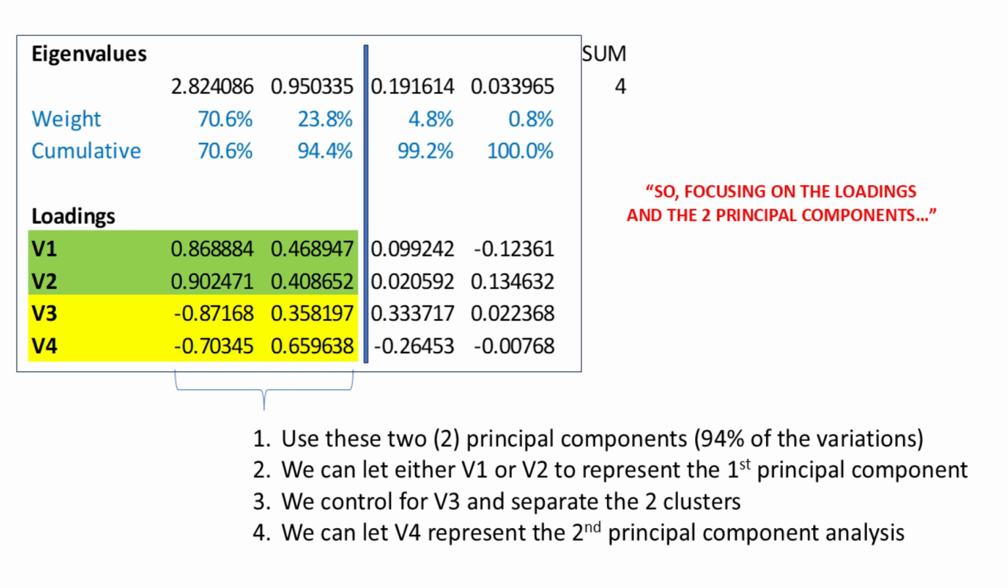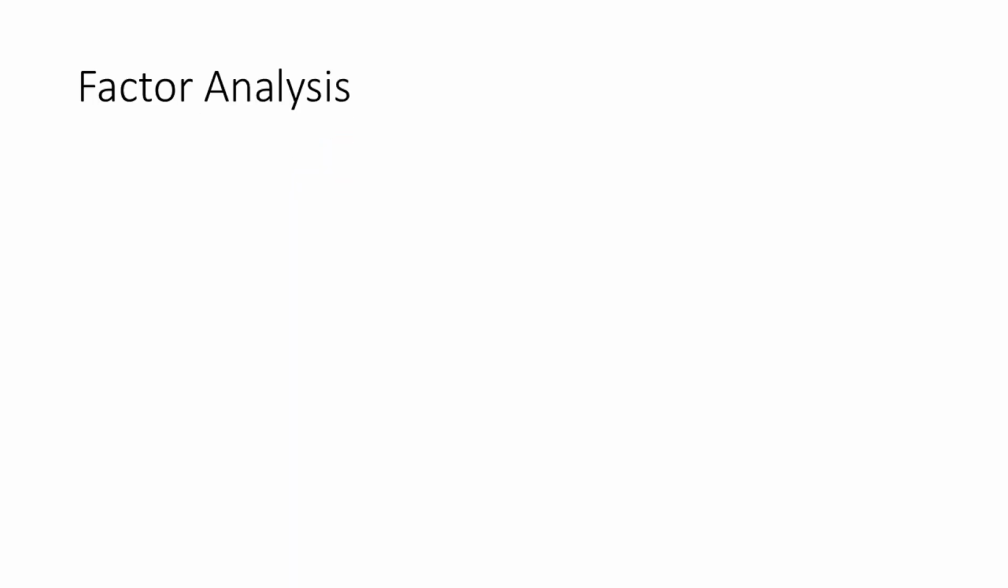So going back to our PCA results, we now know the following. Number one, just using two principal components, we can explain more than 94% of the variations. Number two, to avoid multicollinearity, we can use either V1, the bedrooms, or V2, bathrooms, to represent the first principal component. Number three, we can now control for the cluster by just dropping that variable 3 from a future regression, but take care to separate the data into two groups instead, city addresses and provincial addresses. Number four, we let variable 4 represent the second principal component, since it's the only one left with a high loading in that component.